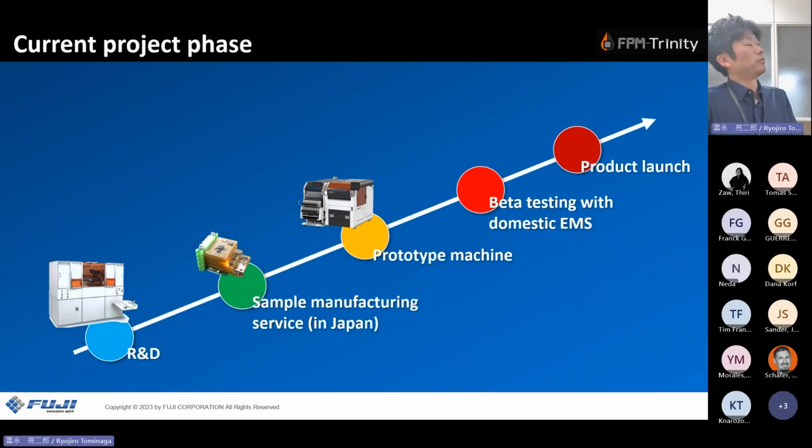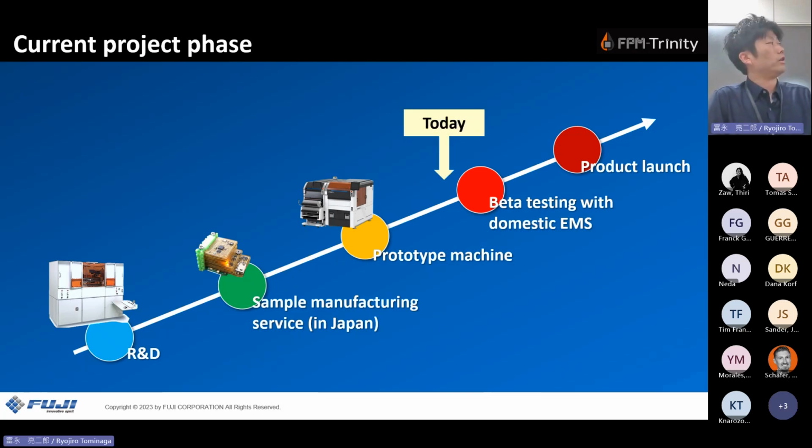So this is the current project phase. So from the R&D phase we started, and we already started the sample manufacturing service in Japan, and we already built the prototype machine. And we are going to start the beta testing with a domestic EMS company soon. And after that, we are going to put this machine into the market.